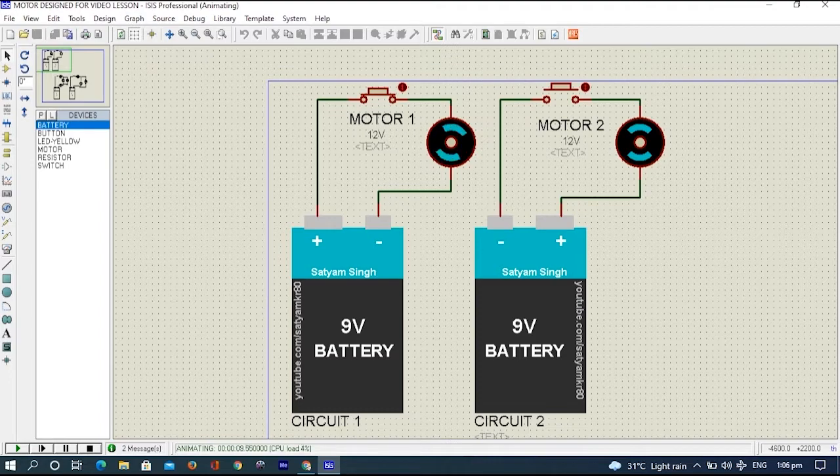terminal of our source, which in this case is the 9-volt battery, then going to the switch, then to our load, then out from our load, then back to the negative terminal of our source. Now, in circuit 2, we rearrange the connection of our load to our source. Now let's run this simulation.